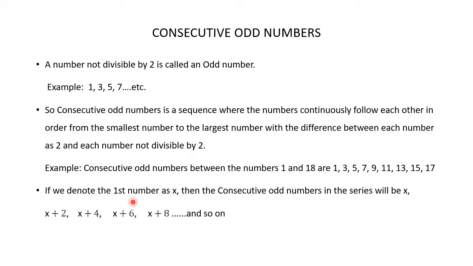If we denote the first number as x, then the consecutive odd numbers in the series will be x, x plus 2, x plus 4, x plus 6, x plus 8, and so on. Consider this example. If x is 1, then the next number will be x plus 2, that is 1 plus 2 is 3. The next number will be x plus 4, that is 1 plus 4, which is 5.